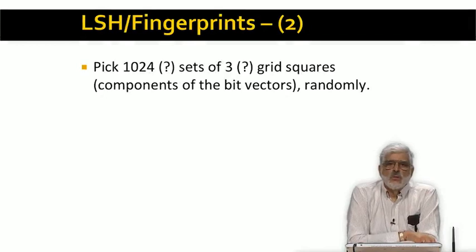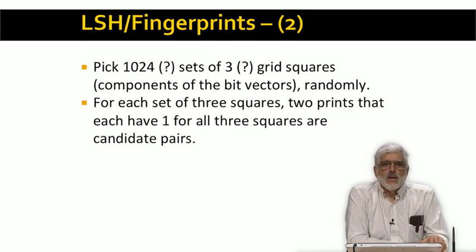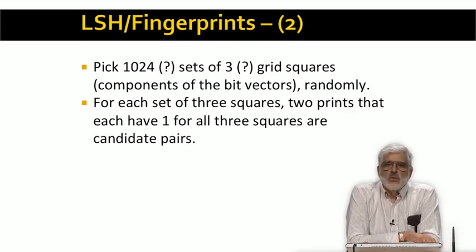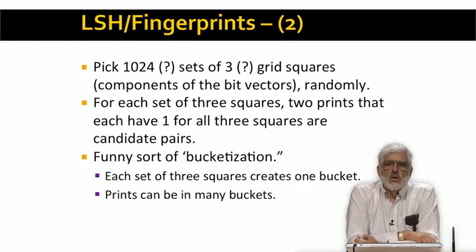For our LSH, we pick some number of sets of grid squares, or components of the bit vectors that represent fingerprints. In our example, we'll use 1,024 sets of 3 grid squares each, which seems to be a good choice. For each set of 3 squares, we look at all the prints that have minutiae in each of these 3 squares. In a sense, we are throwing fingerprints into buckets, but each set of 3 squares corresponds to one bucket. And unlike a hash function, a fingerprint can be placed in many buckets. In fact, it would be normal for a print to be placed in several buckets this way.